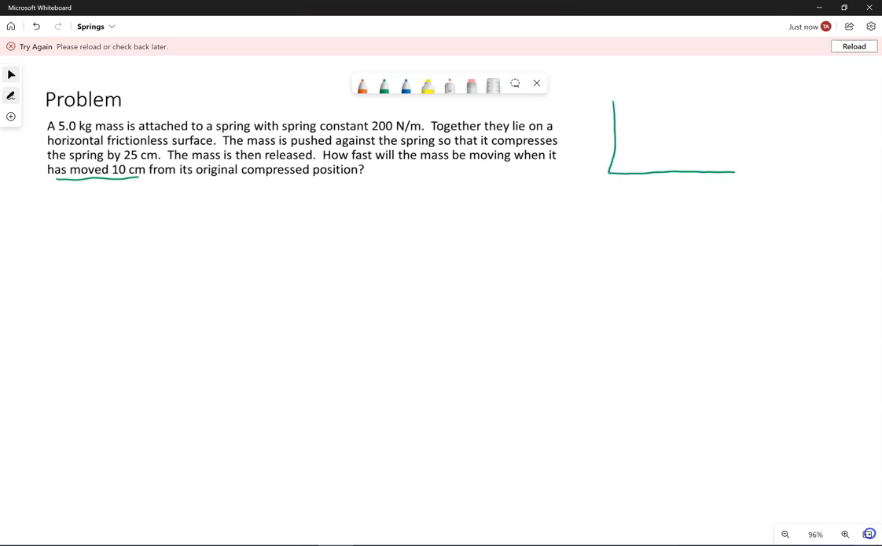So I'm going to go ahead and draw in a rough sketch. Here's my equilibrium.